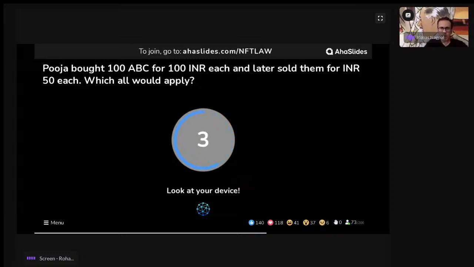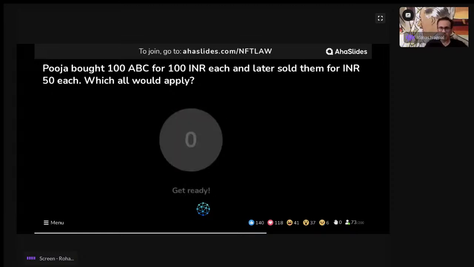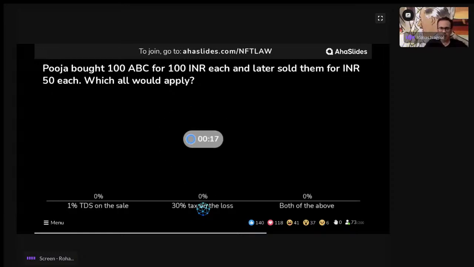So Pooja bought 100 ABC for 100 rupees each and later sold them for 50 each. So what would apply? 1% TDS on the sale, 30% tax on the loss, or both? So she's selling at a loss. Does she have to pay 30%? Does she have to pay TDS, or does she have to pay both? 3 seconds to go. Simple question.